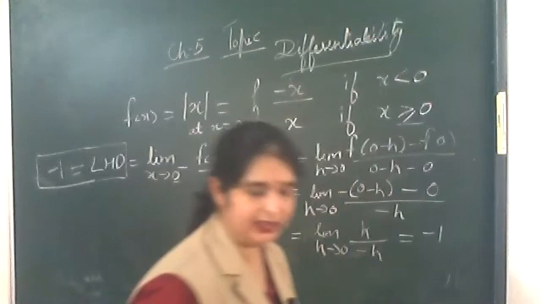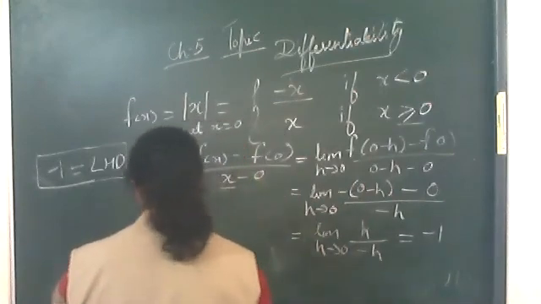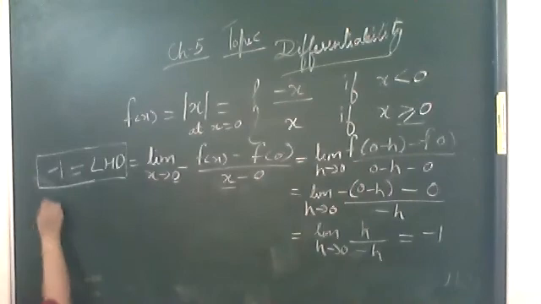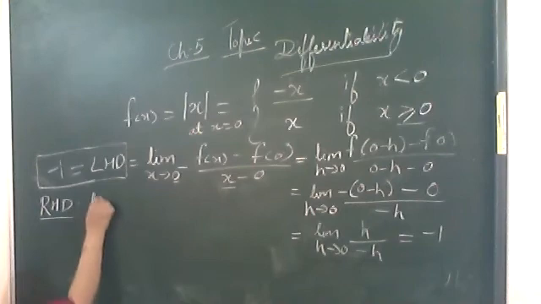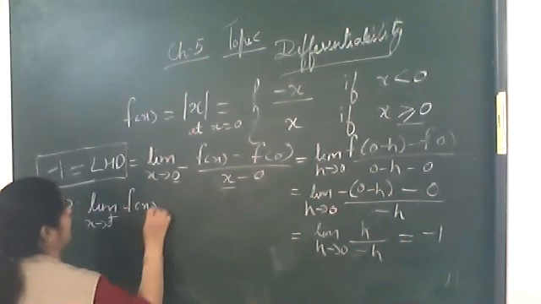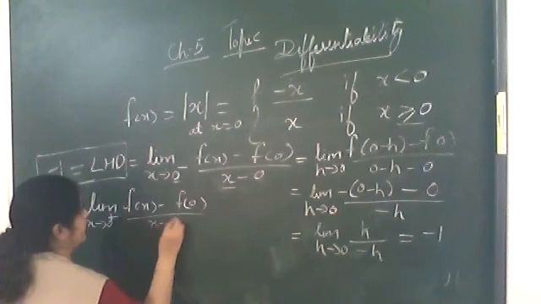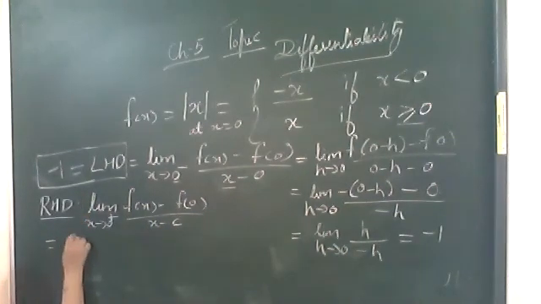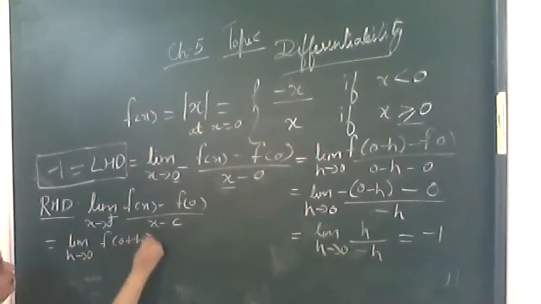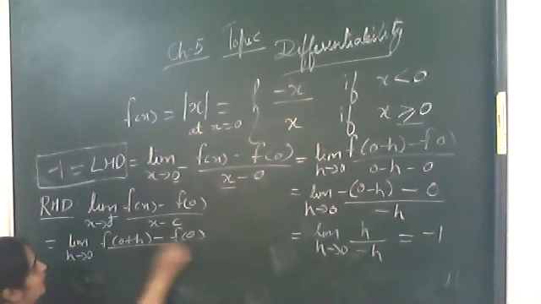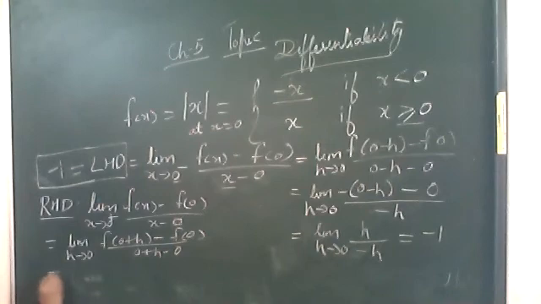How will we calculate RHD? Just see. Here only I am writing RHD. Clear? RHD will be equal to the limit x tending to 0 plus of (f(x) minus f(c)), where f(c) is f(0), upon x minus 0. Which is equal to the limit h tending to 0 of (f(0 plus h) minus f(0)) upon (0 plus h minus 0). Clear?